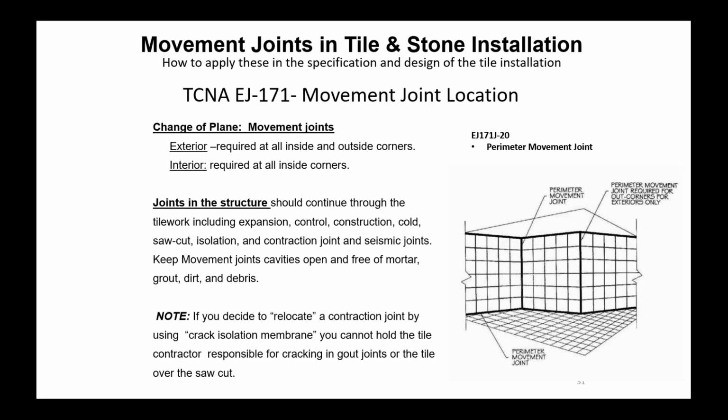There is a note in there that says, if you decide to relocate a contraction joint or a saw cut by using crack isolation membrane, you cannot hold the tile contractor responsible for cracking in the grout joints or the tile over the saw cut. So if there's not in-plane movement, you can't hold the tile contractor responsible. They're talking about F125 in the TCNA handbook, which is really for cracking, but sometimes it's used for saw cuts as well. You should have a soft joint on each side of that joint if you do decide to bridge it and get permission from the setting material or membrane manufacturer.